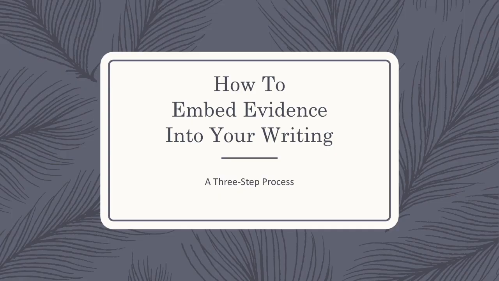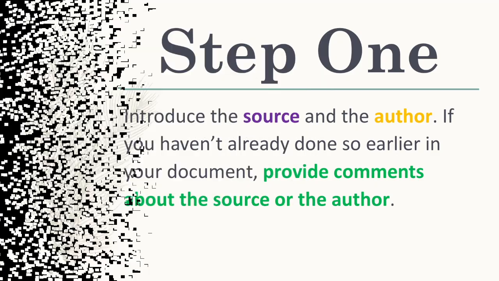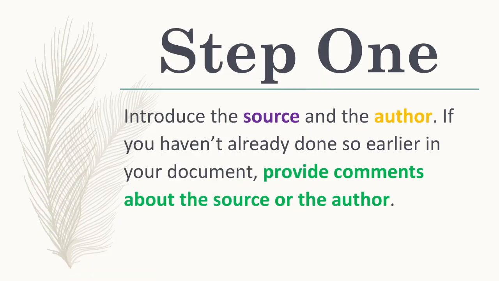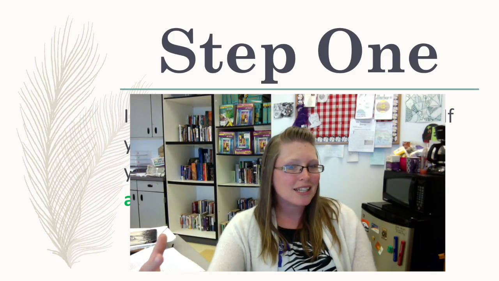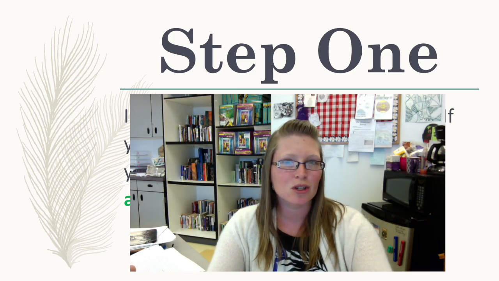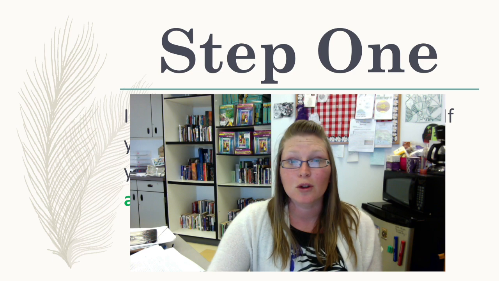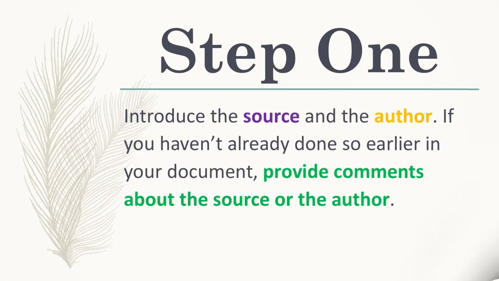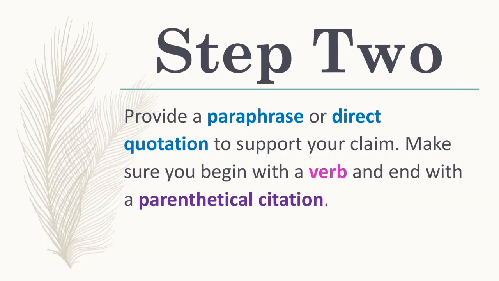So here's how you actually embed evidence into your writing. And it's a 3-step process. So the first step for embedding evidence is to introduce the source and the author. If you haven't already done so earlier in your document, you also should provide comments about the source or the author. Now, you don't always have to provide comments about the source or the author, but it's good to do if you have comments to add. The second step is to provide a paraphrase or direct quotation to support your claim.